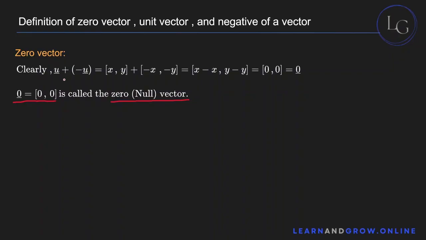So how do we get this? Simple. If you add a vector u with its negative vector minus u, that'll give you 0. So if u is equal to (x, y), obviously negative u will be equal to (minus x, minus y). And when you add them up, x will be added to negative x, y will be added to negative y. So x minus x is obviously equal to 0, and y minus y is also equal to 0. And that just gives you the null vector 0, right? Simple.